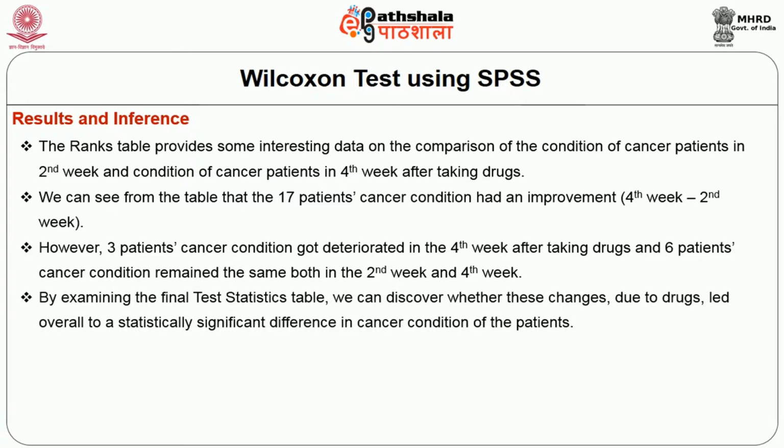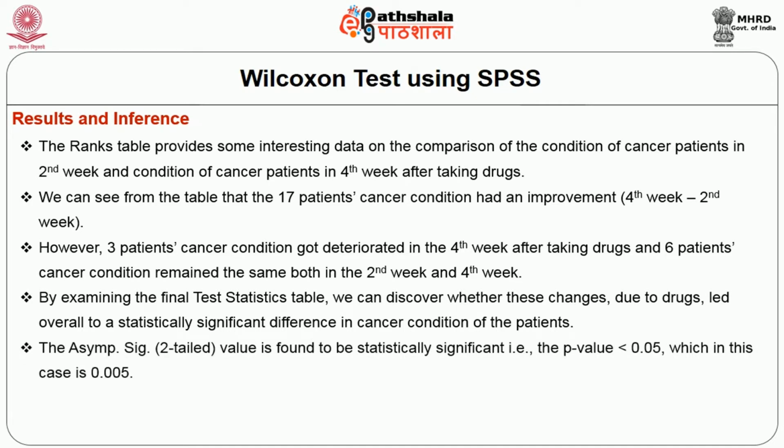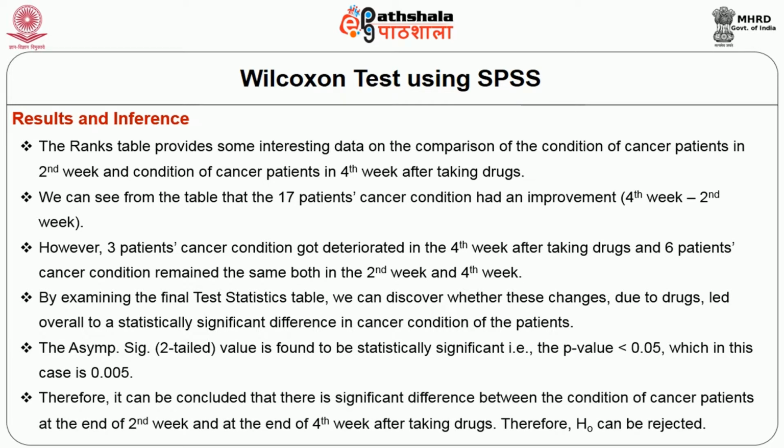Now, by examining the test statistics table, we can discover whether these changes due to drugs led overall to a statistically significant difference in the cancer condition of the patients. The asymptotic significance value is found to be statistically significant, that is, the p-value is less than 0.05. Therefore, it can be concluded that there is a significant difference between the condition of cancer patients at the end of the second week and at the end of the fourth week after taking drugs. Therefore, the null hypothesis could be rejected.